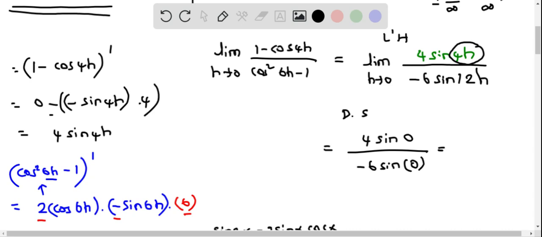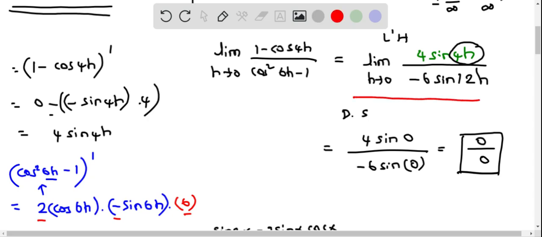So now we know that sine 0 is 0. So 4 times 0 is 0. And sine 0 is 0 in the denominator, so negative 6 times 0 is 0. So once again we encounter this indeterminate form, which means we can apply L'Hopital's rule one more time. Let's apply L'Hopital's rule one more time.